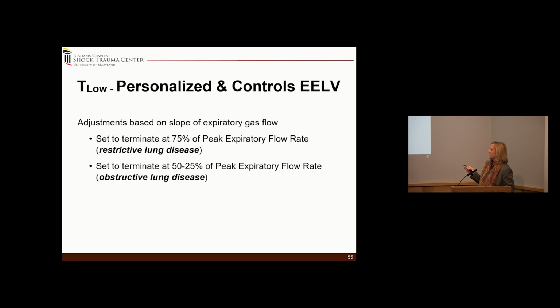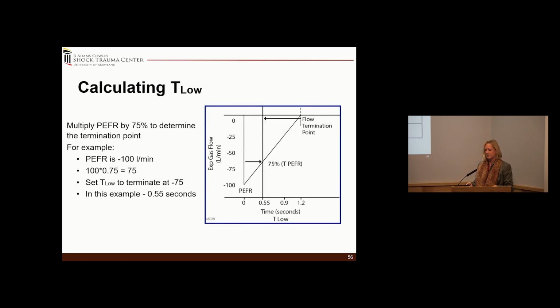It's set to 75% of peak expiratory flow rate when you have restrictive lung disease. If you have obstructive lung disease, which we won't really talk about, but I have an example, you're going to set it to 50 to 25% of the peak expiratory flow rate. The peak expiratory flow rate with chronic obstructive disease is about 20 liters versus restrictive is about 60, 80 liters. At 20 liters, your angle is very flat, so it takes a long time to get to zero, versus restrictive, where you have a very steep angle. We'll go over some examples of that.